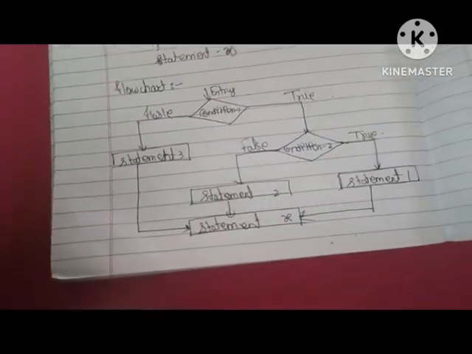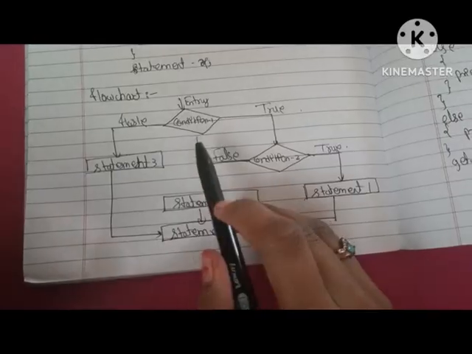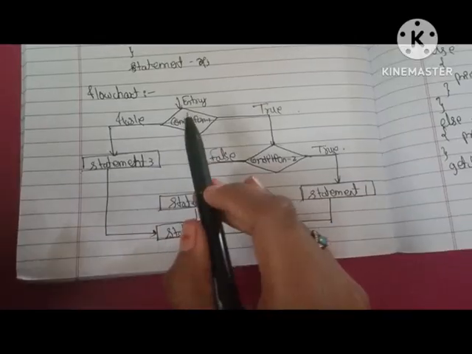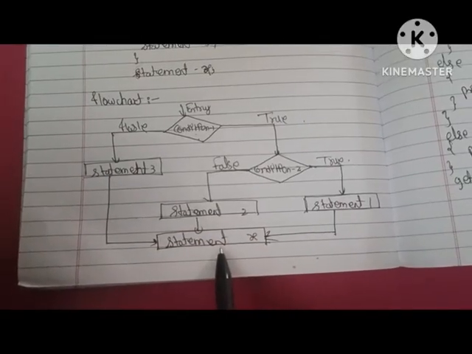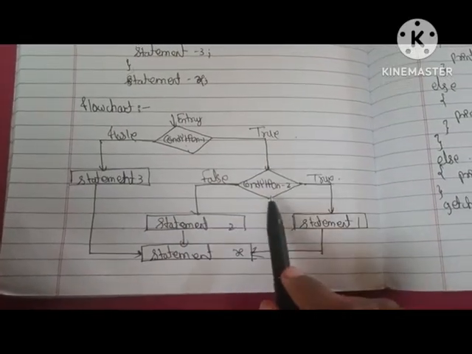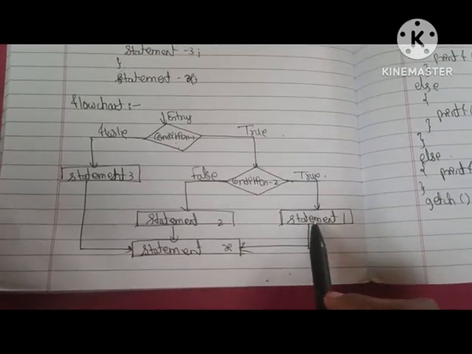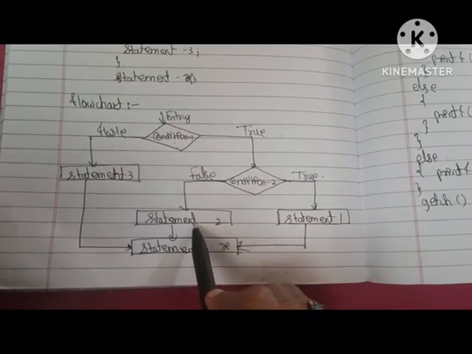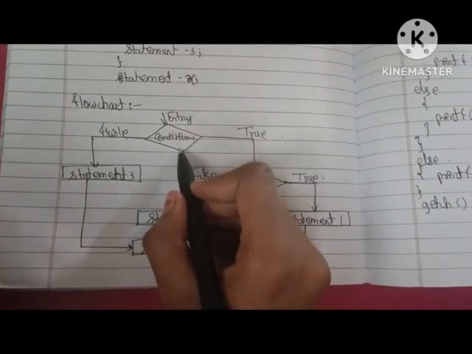Now the flowchart. When condition 1 is false, then it goes to statement 3 and directly goes to statement x. Otherwise, it continues to check condition 2. If it is true, then it goes to statement 1, and if it is false, it goes to statement 2 and statement x.